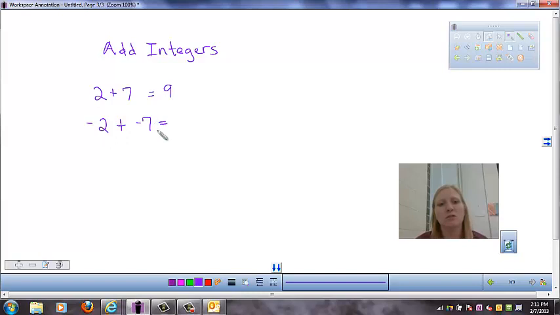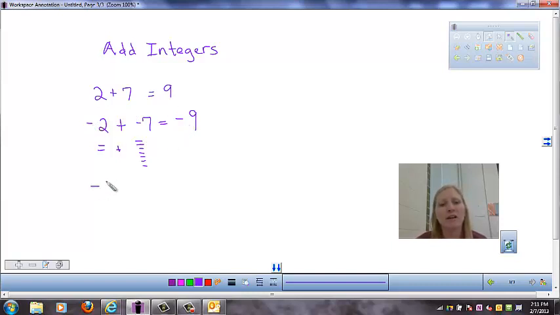So negative 2 plus negative 7 is like saying that you have two little negative signs, and then I'm going to put 7 more over here: 3, 4, 5, 6, 7. And if I'm adding those together, how many do I have? I have negative 9. So negative 2 plus negative 7 is negative 9. It's just like 2 plus 7 equals positive 9, but because you're adding negatives, your answer is negative.